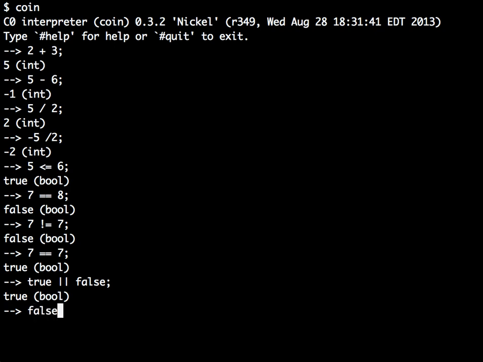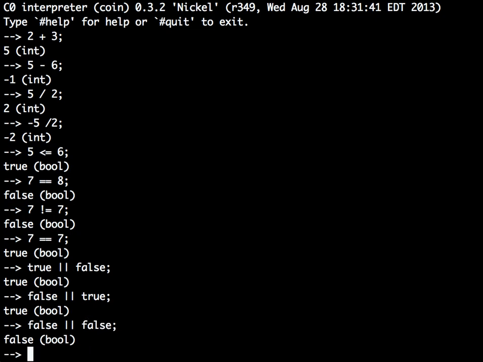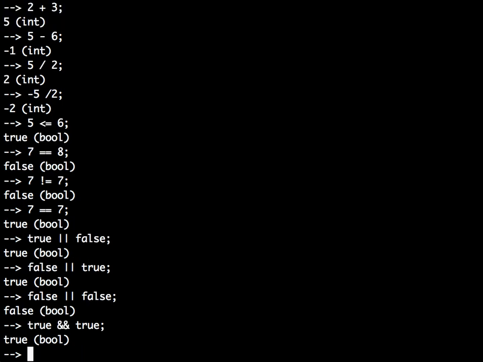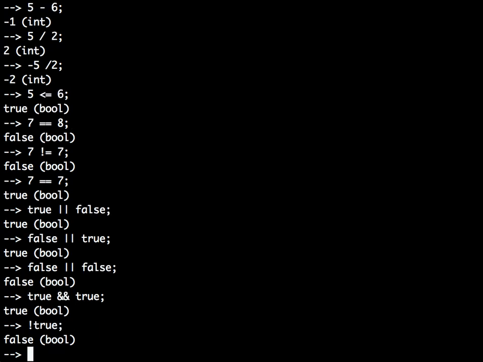So because of that, this statement is also true, but the following is not, because neither the first nor the second input is true. Some other Boolean operators that we have are AND, which works similarly to OR, except that it requires the first and second inputs to be true, and NOT, or BANG, as some people call it. So not true is false, and not false will be true.